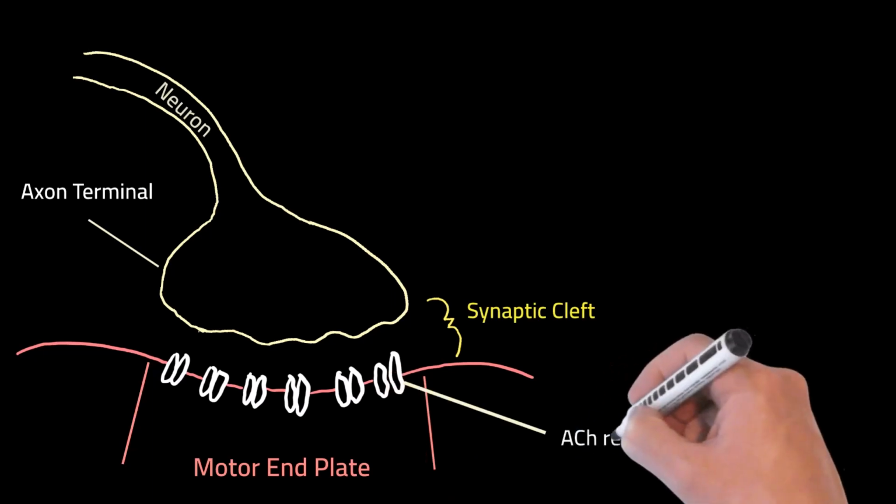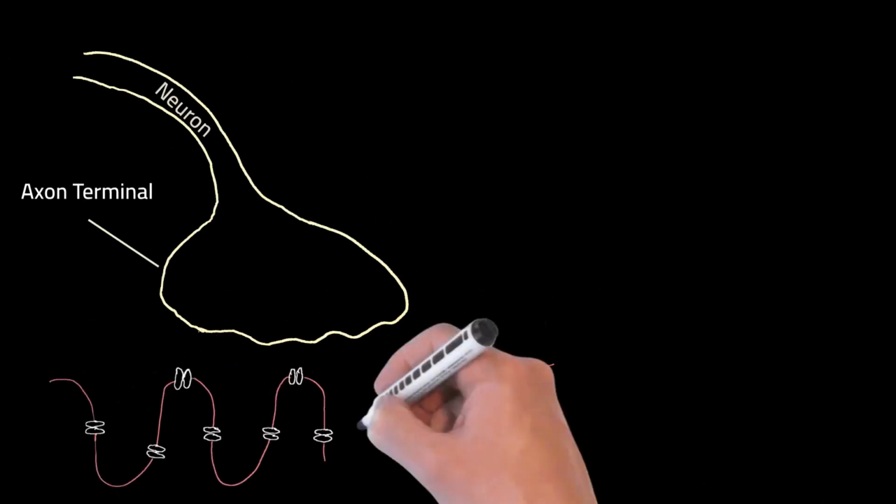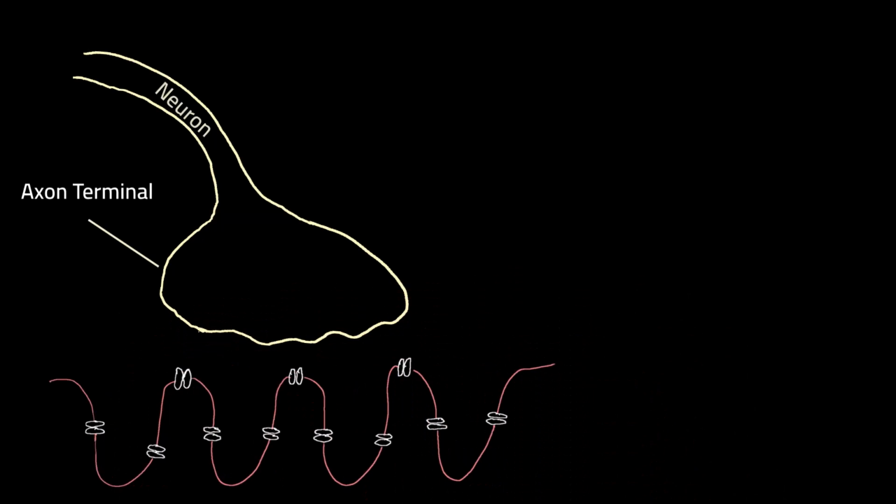These white channels you see in the motor end plate are called acetylcholine receptors. And in actuality, there are a lot of acetylcholine receptors because the motor end plate is rippled. For simplicity, we'll just stick with the drawing we have.